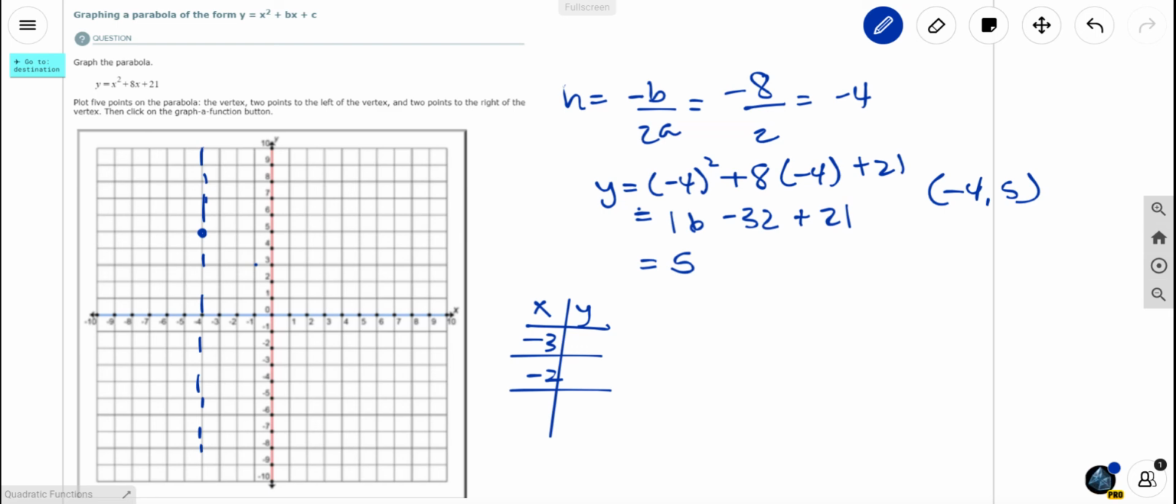Okay, so (-3, 6), it's going up. And (-2, 9). There we go. I reflect it. You are welcome to plug in those points. And this is kind of a weird, steep kind of thing. All right, next.